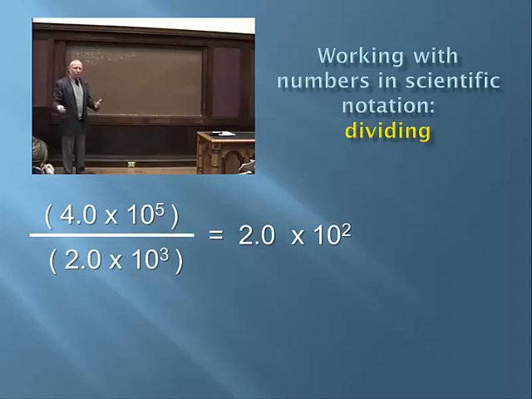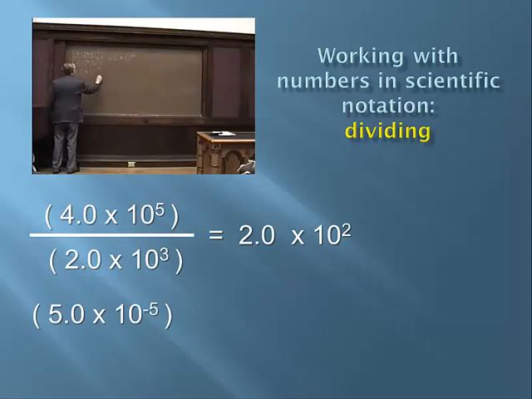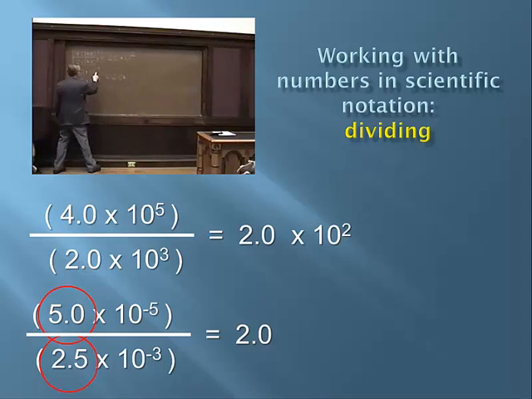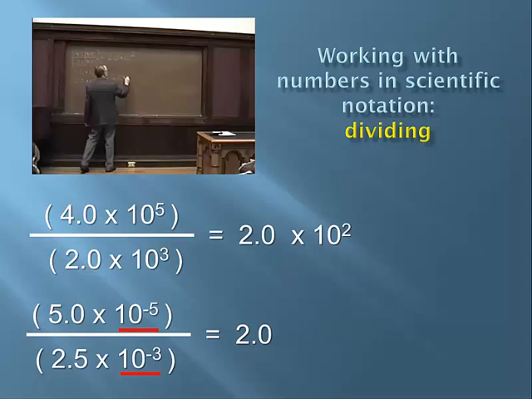Let's do an example with negative exponents. We'll do 5.0 times 10 to the minus 5th over 2.5 times 10 to the minus 3. This is 2. And what's this? Well, minus 5 minus minus 3 is the same as minus 5 plus 3. Right? Minus 5 plus 3 is minus 2. That would be times 10 to the minus 2.